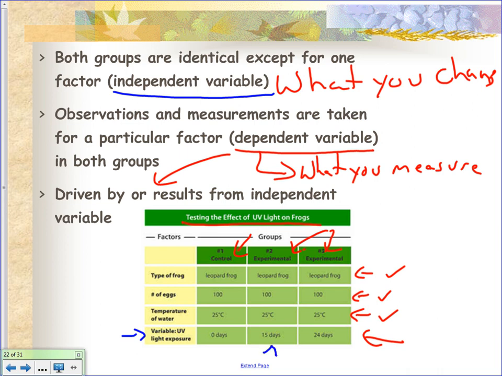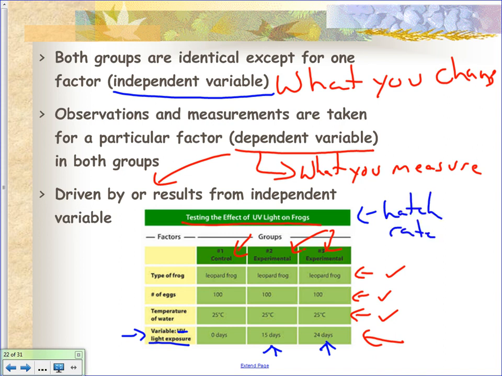And in experimental group 2, we exposed them over 15 days, and experimental group 3, we exposed them over 24 days. So this is our independent variable, the UV light exposure. And our dependent variable is a little bit more difficult. Our dependent variable we're going to be looking at, because we're looking at eggs, we're probably going to be looking at the hatch rate, I would say, in this experiment.